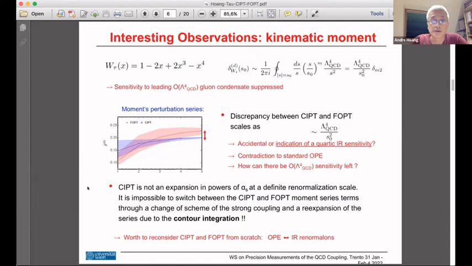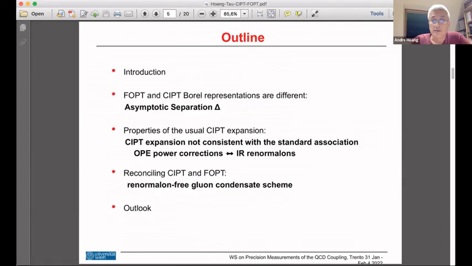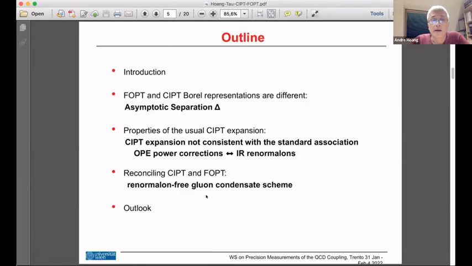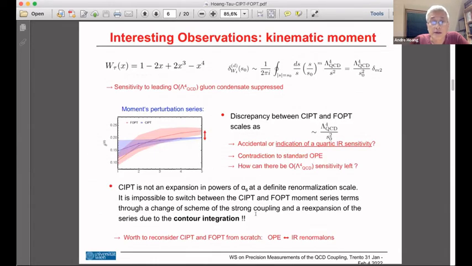Now, if you look at the CIPT expansion I mentioned earlier, you can see that in contrast to the fixed order expansion, where you have a clear expansion parameter, which is this alpha S here, there's no clear expansion parameter in the CIPT expansion, because once you've integrated this, you just have a numerical constant. So there's no real parameter you're expanding in. And I started my considerations by rethinking from scratch the way we think about the Borel representation of the CIPT expansion.